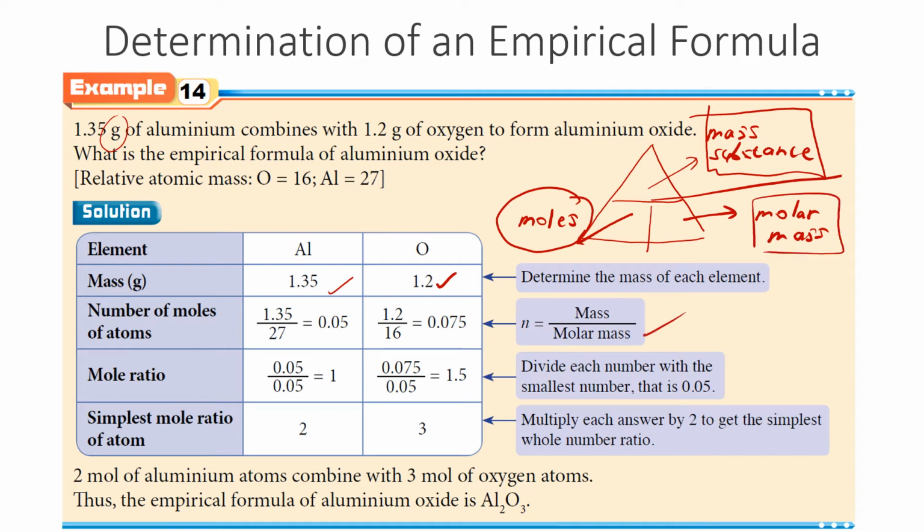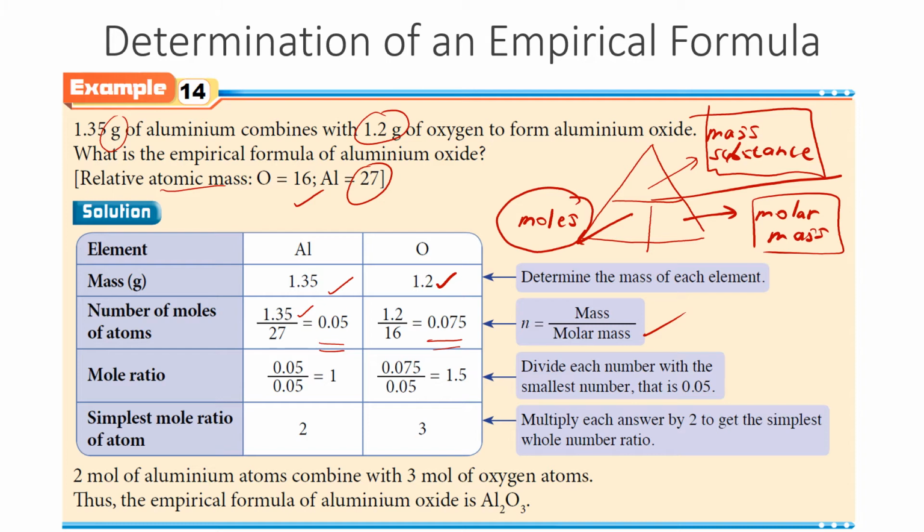See, the formula is the same, right? So mass divided by molar mass. For aluminium, the mass 1.35 divided by molar mass 27, because molar mass is the same as RAM. So you get 0.05. For oxygen, the mass given is 1.2 divided by the molar mass 16. So you get 0.075.